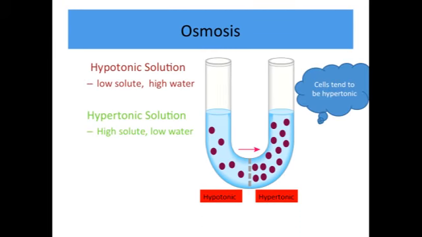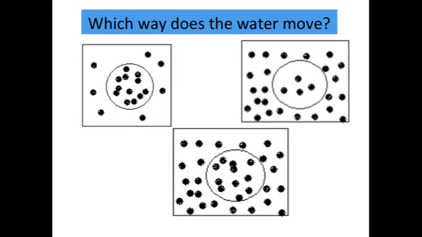The third and final type of solution we want to describe is isotonic. And that one's the easiest of the three. It means you have an equal amount of water and solute. So it's easy. Let's get a little practice here.